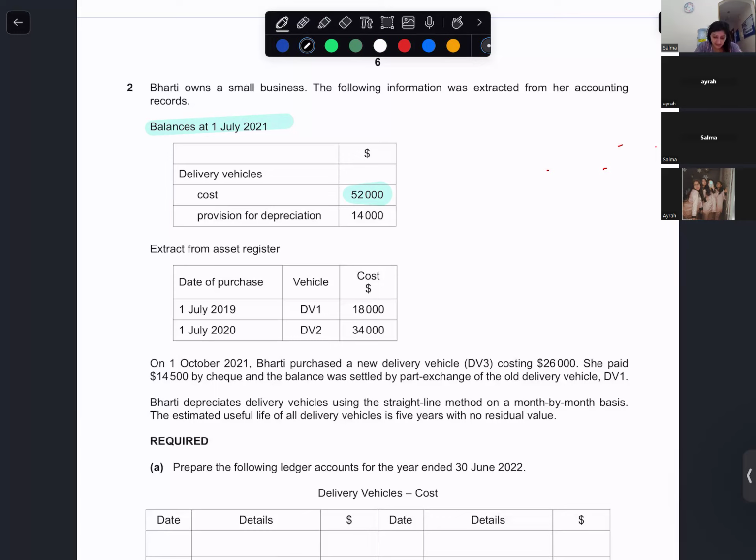So what is the start of the year? 1st July 2021. So the start of the year is July 1. What is the end of the year? 30th June 2022. So July to June is the start and end. So this is the thing. You have cost and accumulated depreciation.